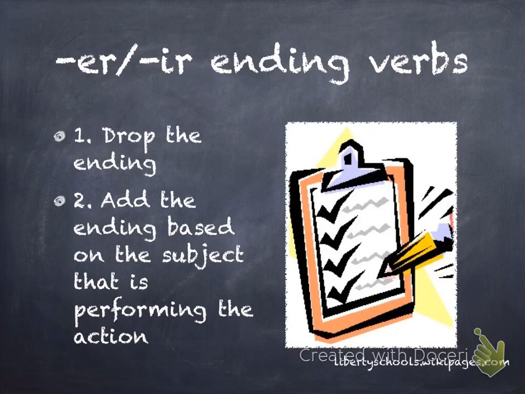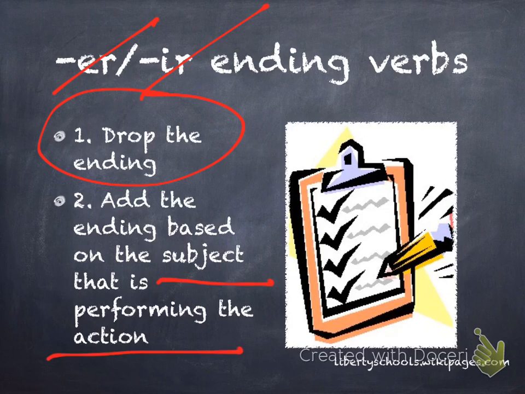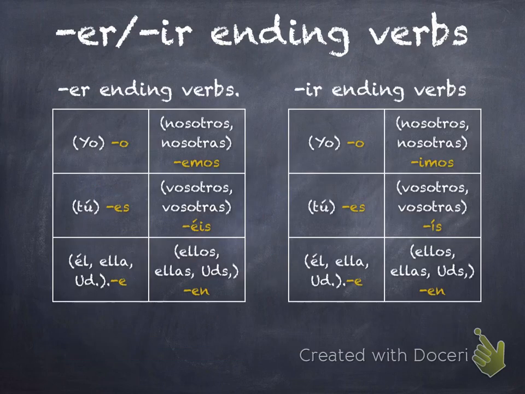So remember from our AR ending verb conjugations, we have only two steps in conjugating verbs. Step 1, drop the ending. So that's dropping the ER, IR ending. Step 2, add the ending based on the subject. So that's your yo, tú, él, ella, usted, all of those subjects that are performing the action. Just 2 steps. For your ER verbs, your ending is o. Notice o stays the same for all 3.